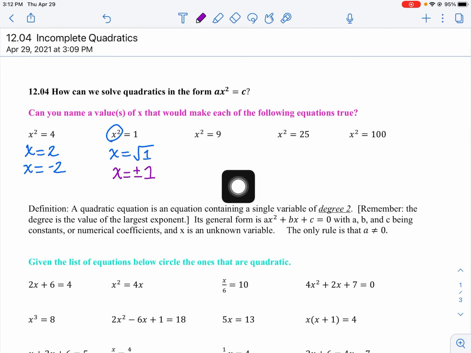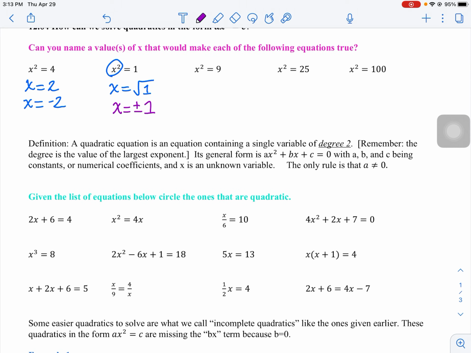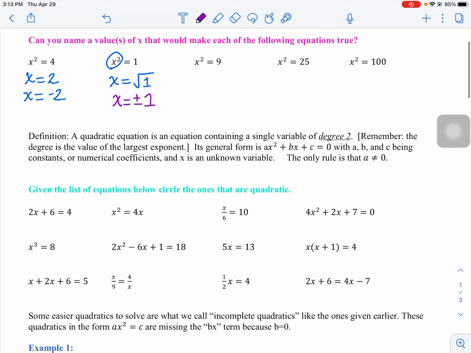Okay? So I'd like you to pause the video and figure out the two values of x that would give you both this equation, this one, and this one. Okay? And you could probably do those very quickly if you know your perfect squares by heart. Okay, welcome back. I hope you have those answers done. I will show you those answers when I make my answer key.